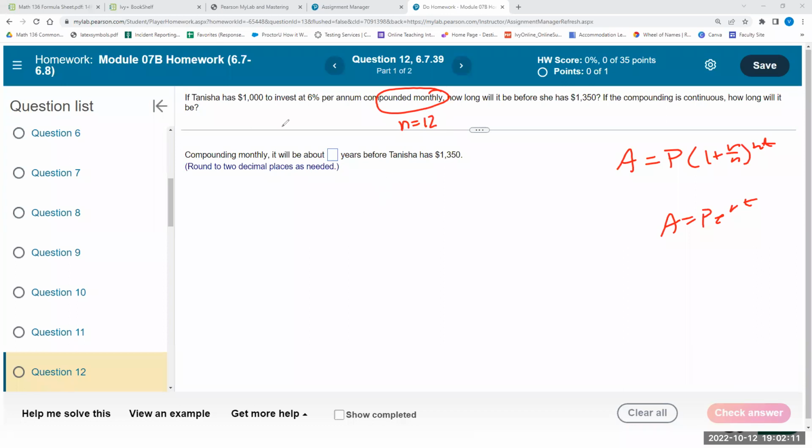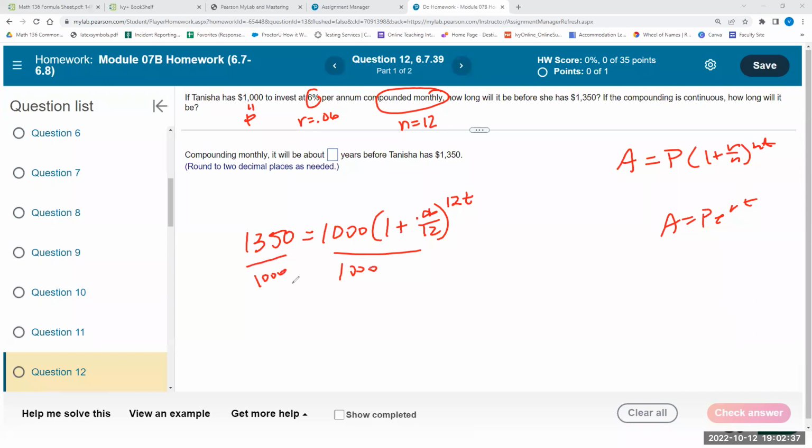And so that would be P is 1000, 6% means r is 0.06. And this is asking how long it'll be. So we're doing 1350 equals 1000 times (1 plus 0.06 over 12) to the 12t, solving that for t. So dividing both sides by 1000, 1.35. You don't want to round, like if that didn't come out to something nice, you would keep the fraction form. You wouldn't round off a decimal there.